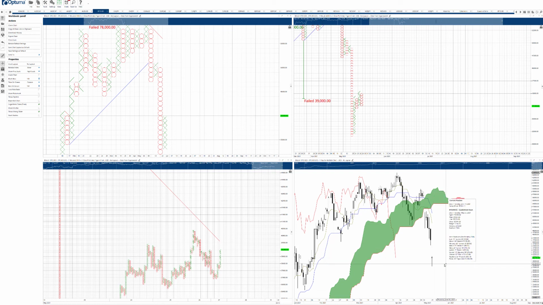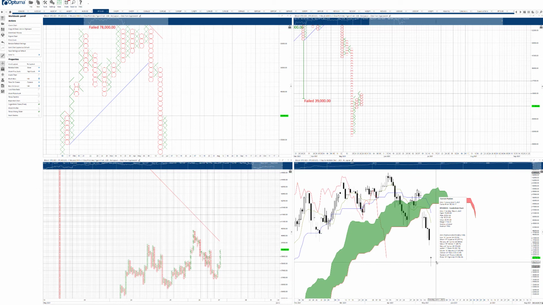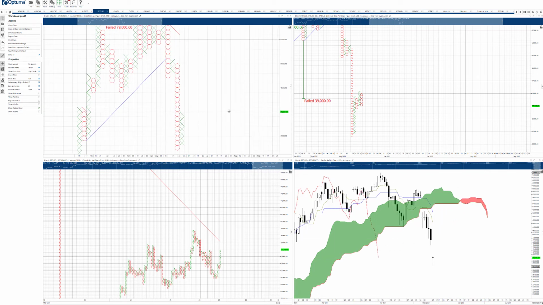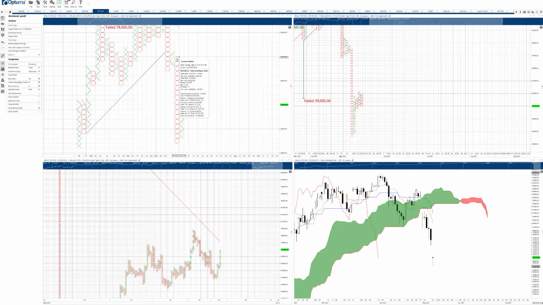The move here, where we're currently at 39K, is a nice bounce on the week from the low, but otherwise not much has changed. I want to zip on over here. So on the point and figure chart, on the top left here, we have the $1,000 3-box reversal chart.